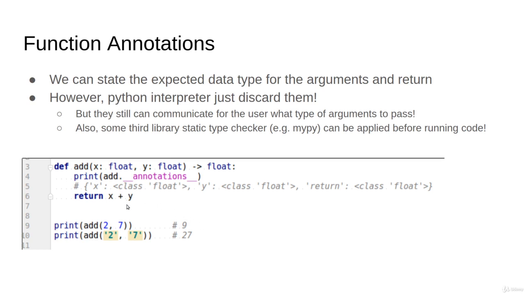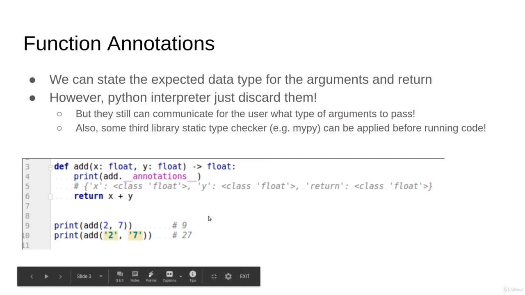In addition, and we'll learn that by the end of the session, there are some libraries that do static type checking for your code before you run it. So instead of just running your code in production, you run one of these libraries first on your code to check whether what you are using matches the annotations or not.